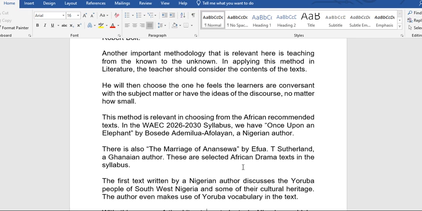In the WAEC 2026 to 2030 syllabus, we have Once Upon an Elephant by Bosede Ademiluwa Afolayan, a Nigerian author. There is also The Marriage of Anansewa by Efua Sutherland, a Ghanaian author. These are the selected African drama texts in the syllabus.